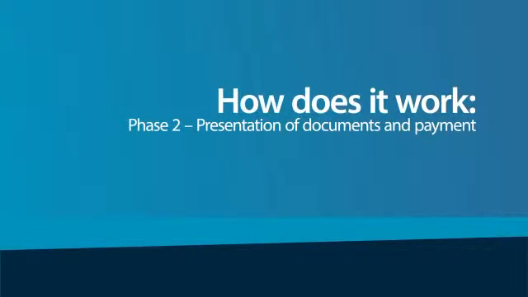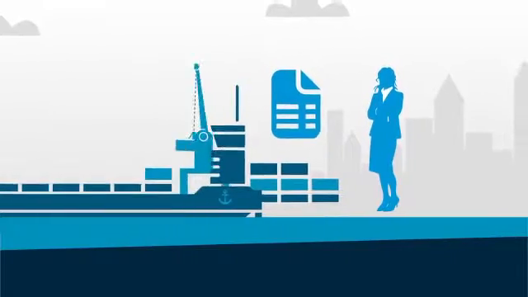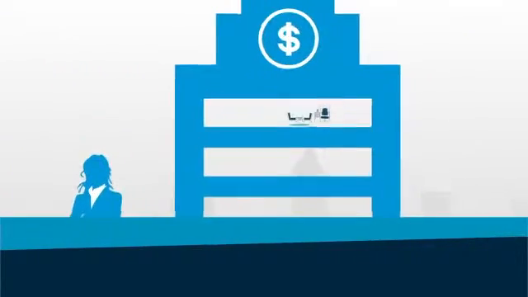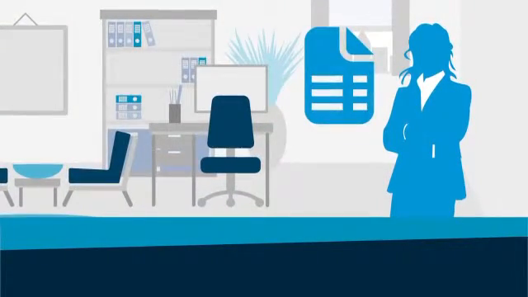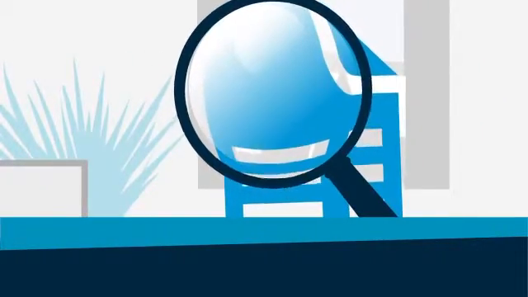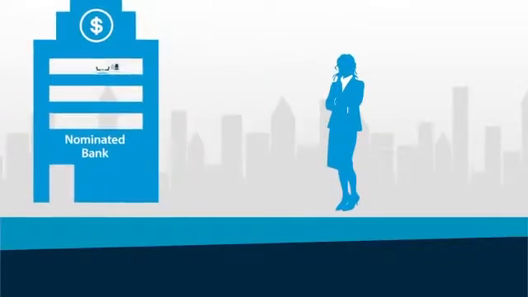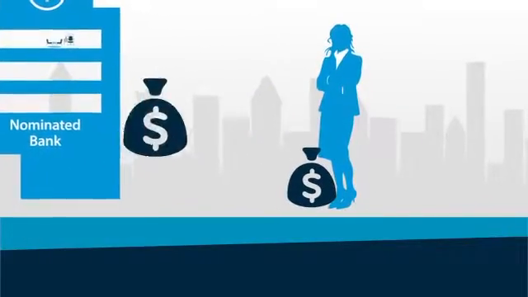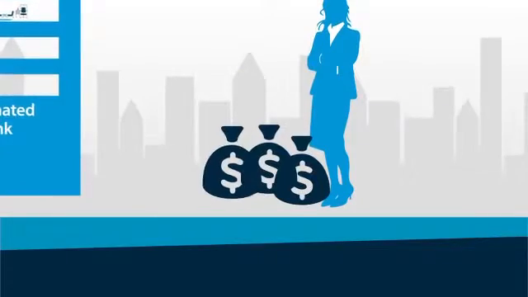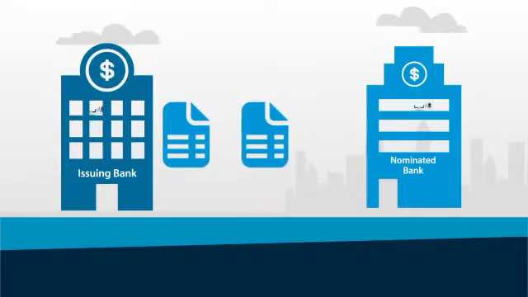Phase 2. Presentation of documents and payment. How does it work? Firstly, the beneficiary ships the goods and prepares the documents as required in the letter of credit. Secondly, the beneficiary presents documents stipulated in the letter of credit to the nominated bank for examination against the terms of the letter of credit. Thirdly, the nominated bank examines the documents for compliance with the terms and conditions of the letter of credit. Fourthly, if the documents are compliant, the nominated bank, which has agreed to act as per its nomination, will pay the beneficiary. Fifthly, the nominated bank will then forward the documents to the issuing bank.